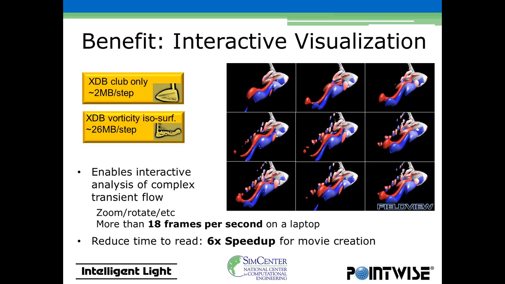Once this is loaded in FieldView, even on a very reasonable system like my laptop, we're able to get a frame rate of about 18 frames per second when interacting with the transient dataset. So let me try to show you that quickly in FieldView over here.